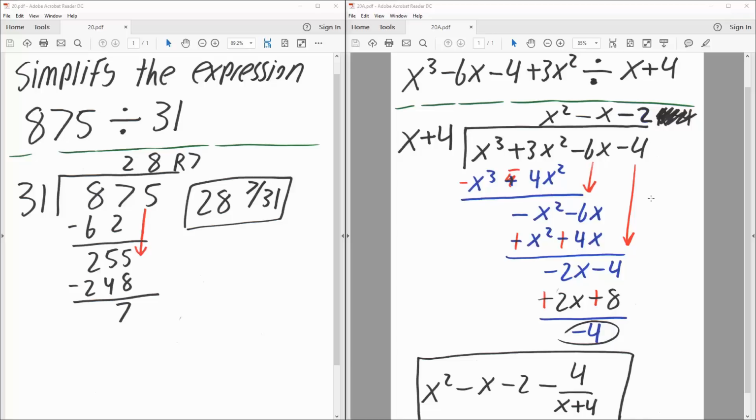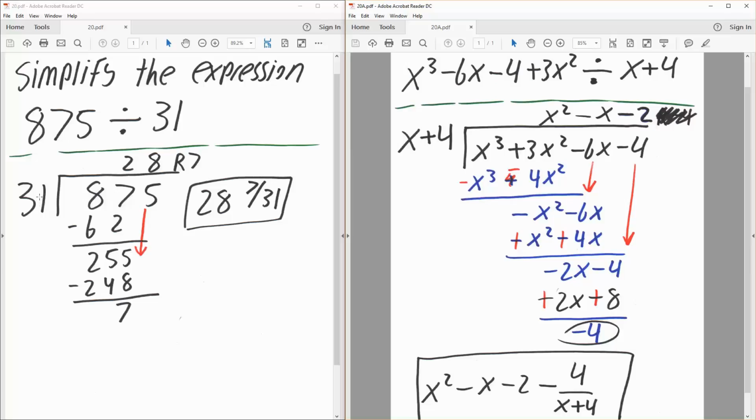In this video, we will go over long division and remainder, and we will solve two problems. The first one is to divide 875 by 31, and the second problem is we're dividing this polynomial by x plus 4. So let's get started with the first one. So 875 divided by 31.